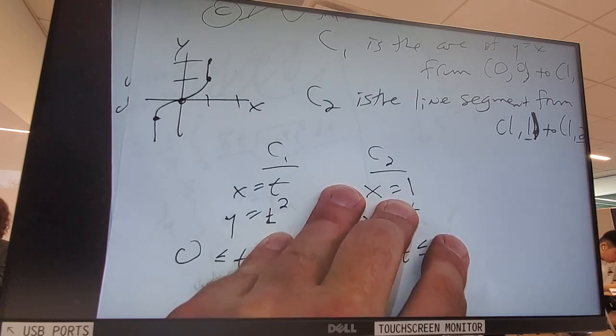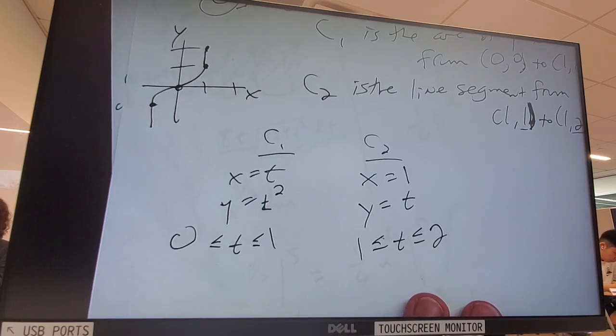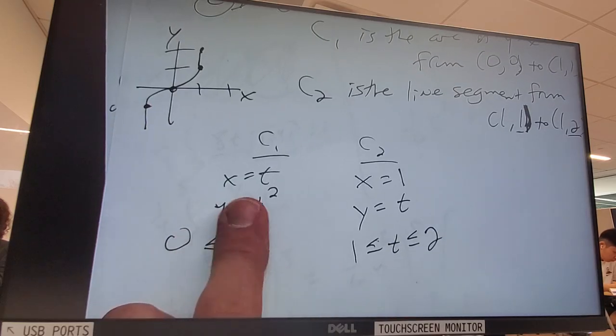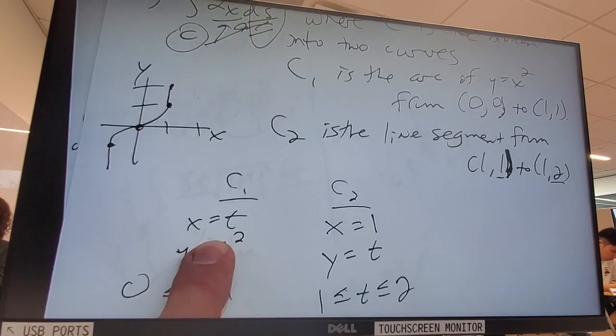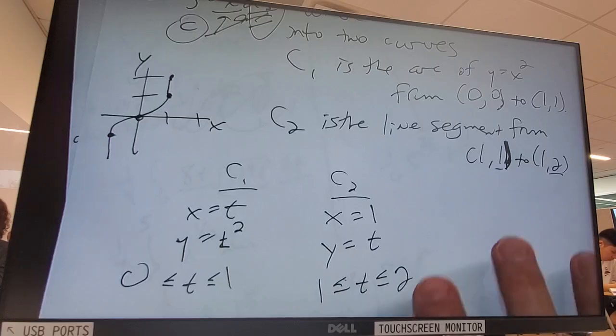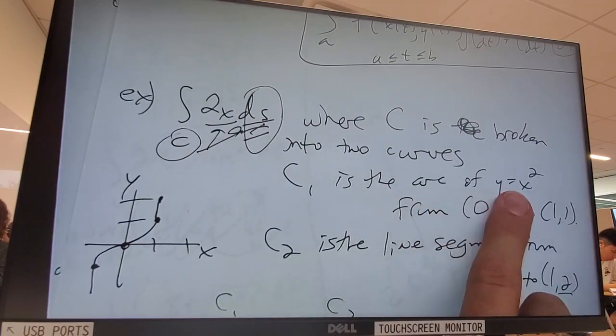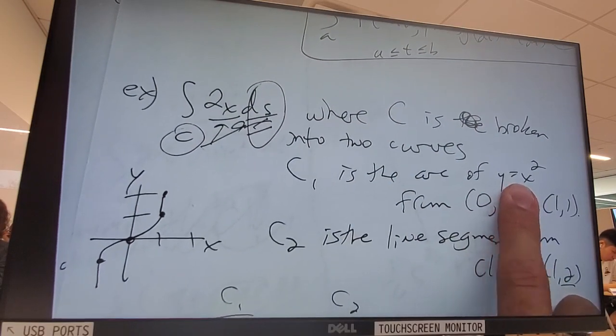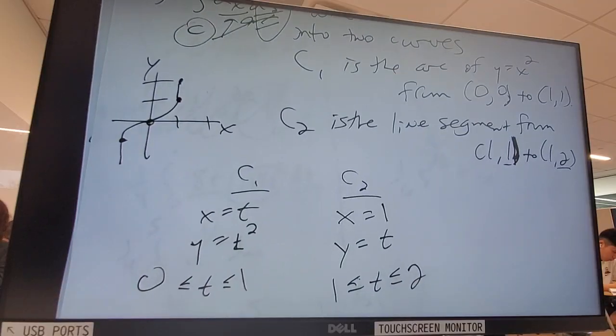Everything else makes sense. Why in C1 is x equal to t? Is that just how we decided to parameterize it? I'm working with y equals x squared. Unless something exceptionally weird happens, I almost always just make the input variable become t, because then I already have a relationship between y and x, so I automatically have a relationship between y and t. Does that make sense?